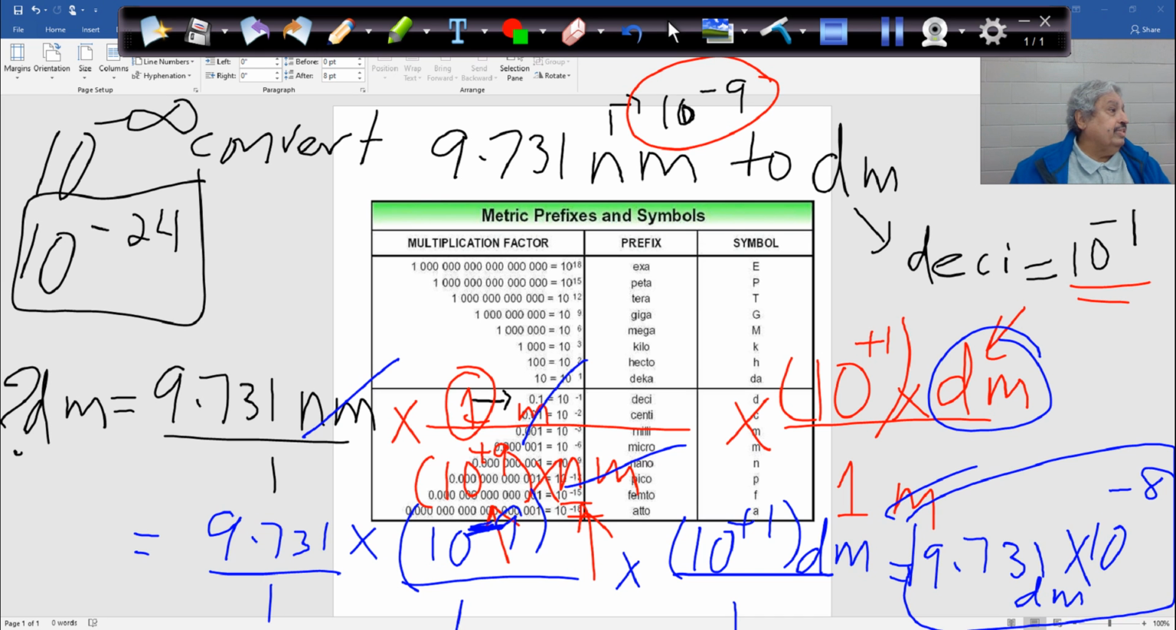Any question, please raise your hand if you have any question, please. Yes. What's that? Minus 8 dm, decimeter. Okay. Any question you have, raise your hand. Don't be shy. Yes. What's that? Yes, that's what you have at the bottom.